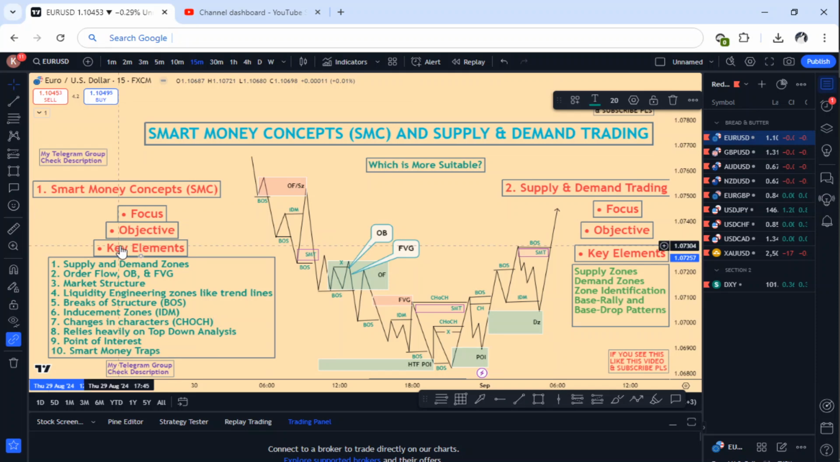and then we also focus on top-down analysis, whereby we look at 4 hours and daily, 4 hours, weekly, back down to the entry time frames, lower time frame, intermediate time frames, and higher time frame. Now we also have points of interest, or they are often referred to as POI. So surprisingly, smart money concepts include in its analysis supply and demand as the basis.